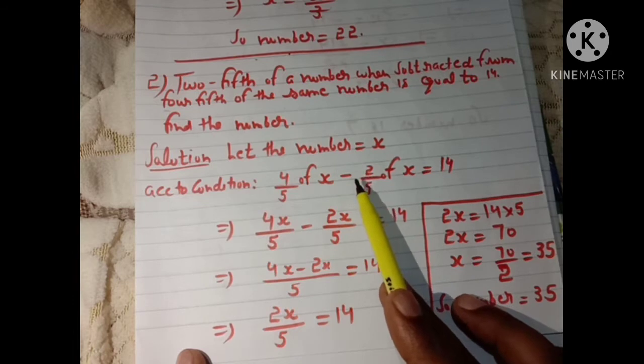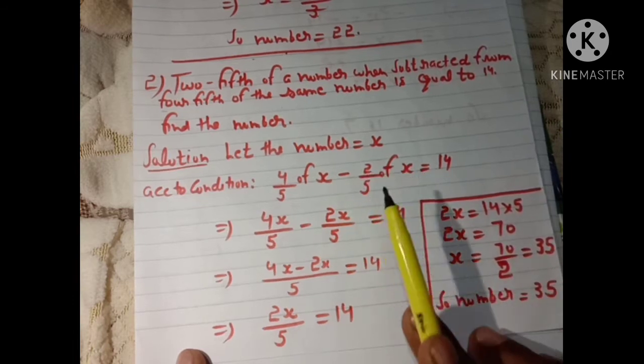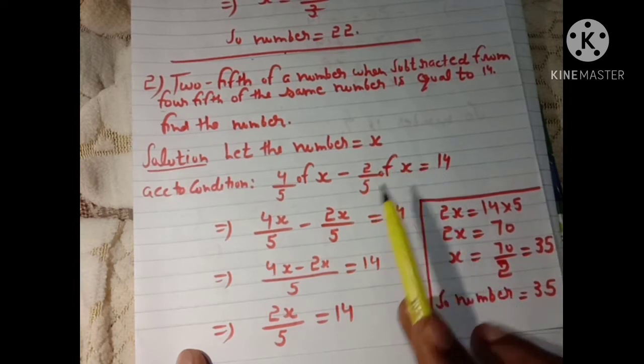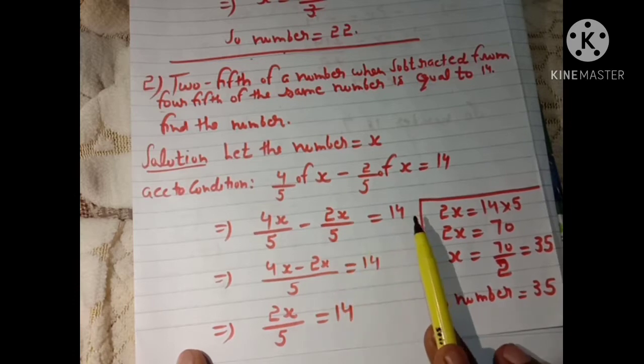And now you can see the same thing we have to apply here also: 2 multiplied by x over 5. So 2 multiplied by x becomes 2x. So it will become 2x over 5 is equal to 14.